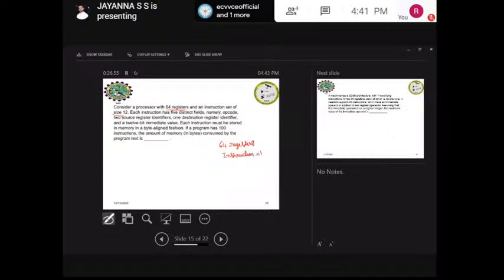So the total number of instructions is 12. When we consider each instruction, it has 5 distinct fields. The first field is called the opcode. Opcode means operational code; it is the field that specifies what kind of operation we need to perform.